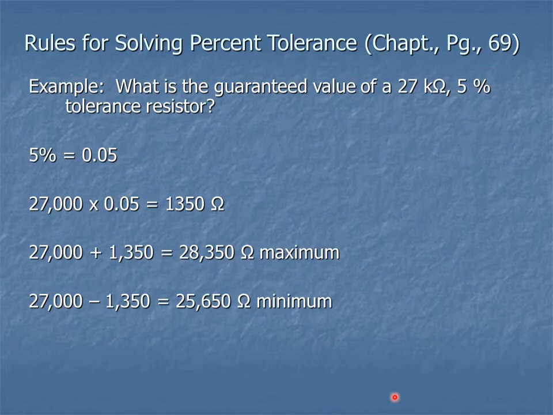Let's say we have a resistor which has a 27 kilo ohm specification, and it has a 5% tolerance limit. Kilo ohms, with OHM, that is the symbol we use for that.